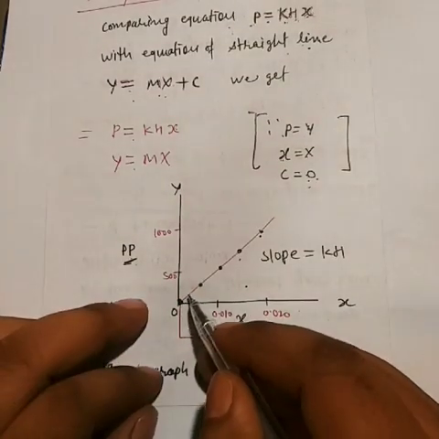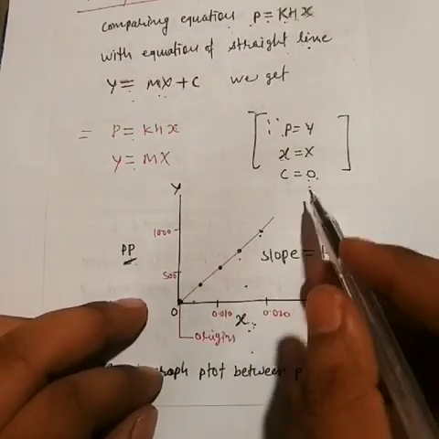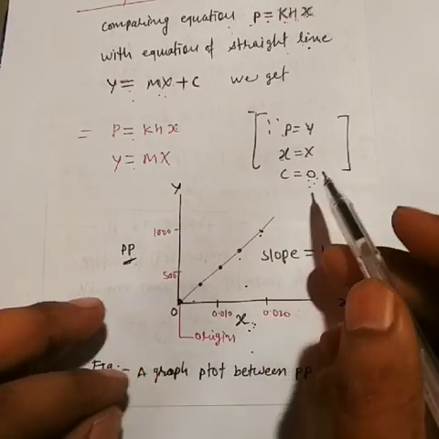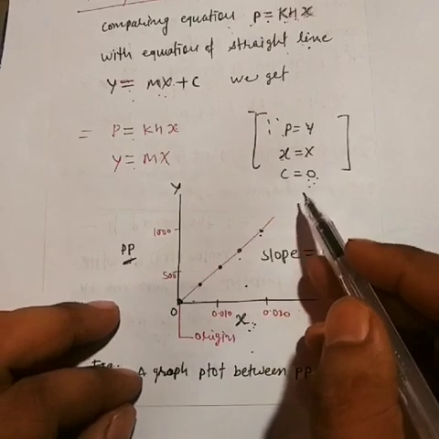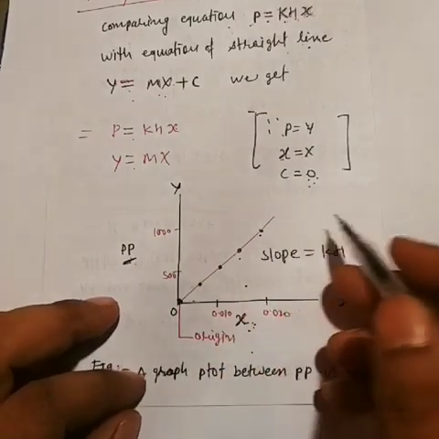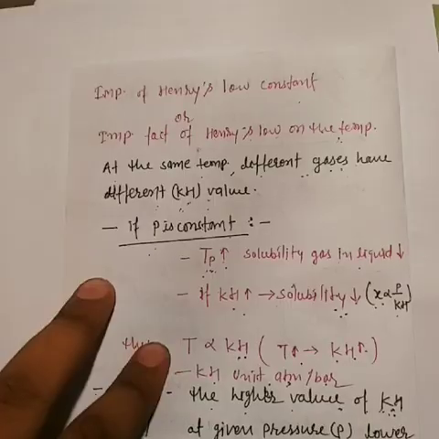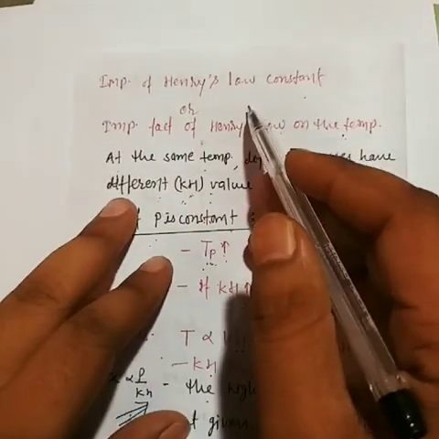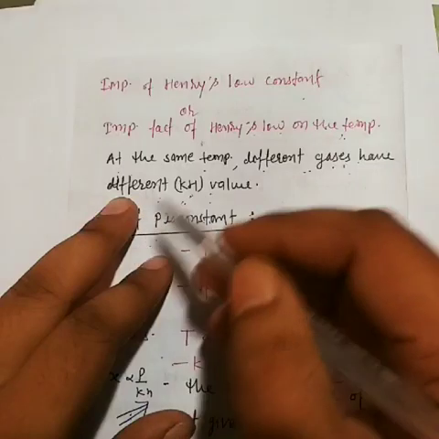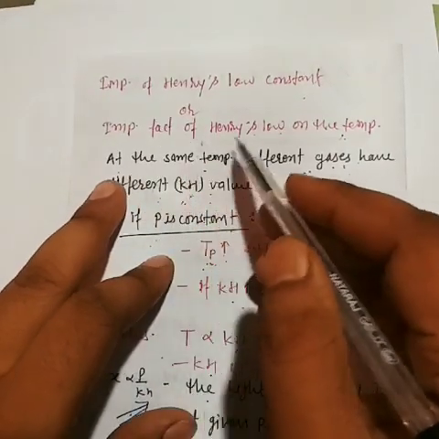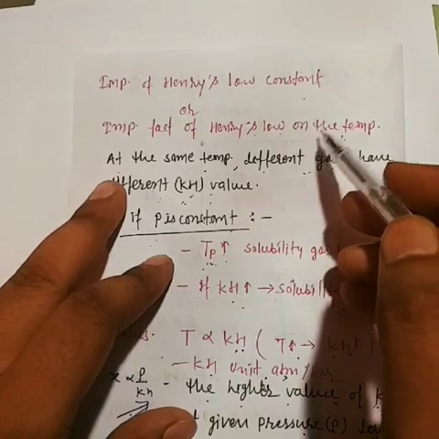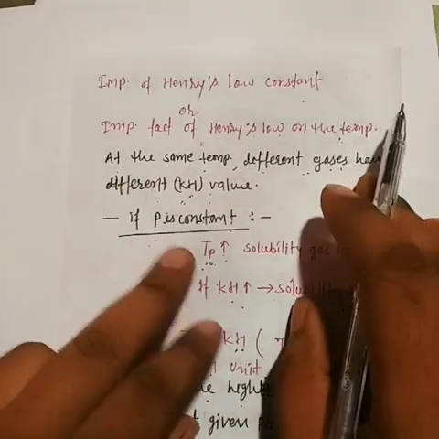Why is it a straight line? Because c is equal to 0. That means the intercept is 0, so it is not possible to have an intercept. Now see, these are some important facts about Henry's law constant, or the important facts of Henry's law on temperature. That means, what is the effect of temperature on Henry's law?